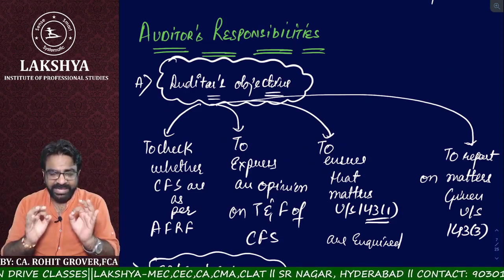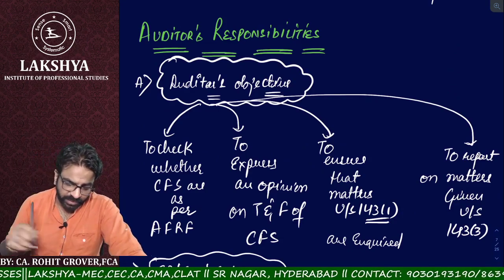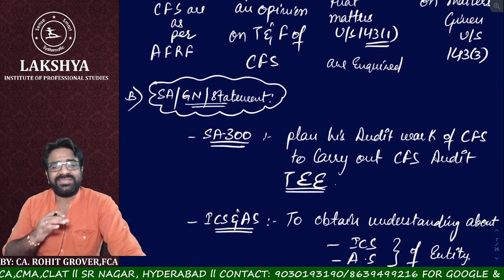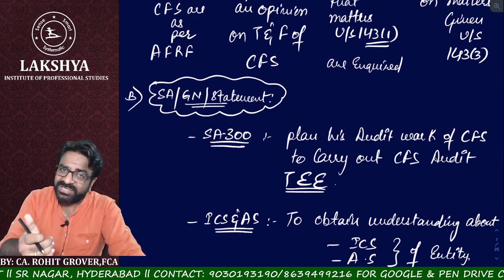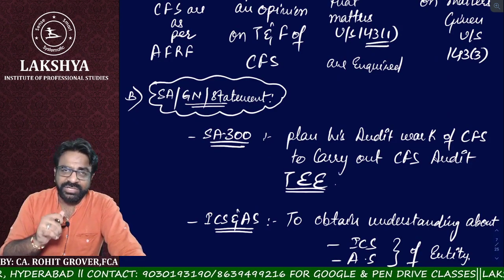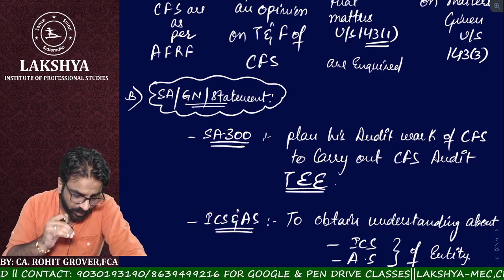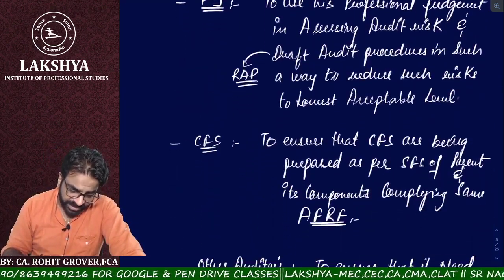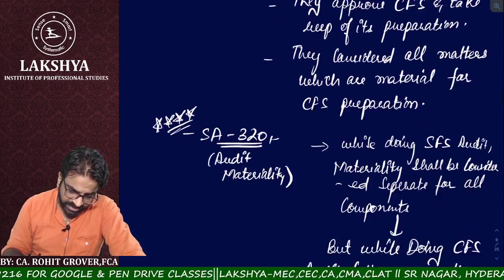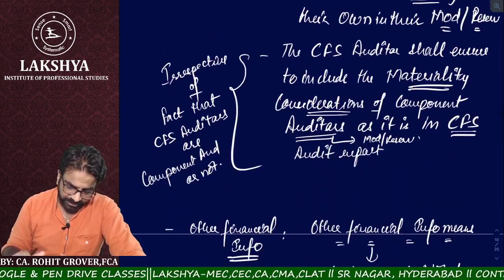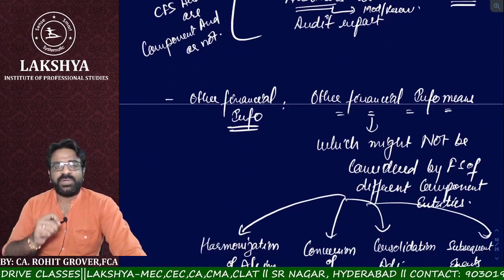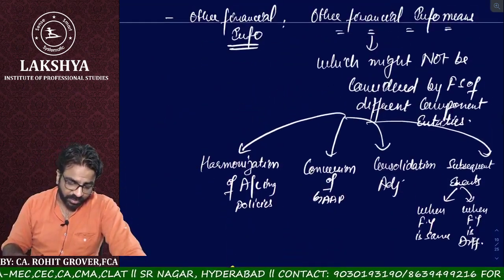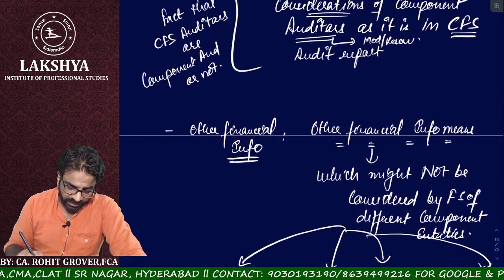To give you the idea, what are the auditor's responsibilities? First of all, we'll understand what are the auditor's objectives. That is point number A. Then we'll understand what are his responsibilities in connection with the standards which he has to follow in relation to consolidation of financial statements. That is point number B, relating to standards on auditing, guidance notes and statements. Then point number C, we'll understand his responsibilities relating to other financial information, right or not? And this is the total 3 points we have to remember here.